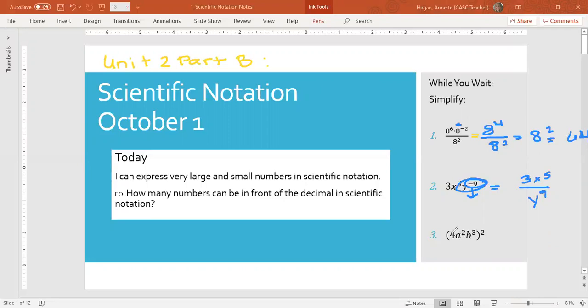And then this is the power of a power, and one of the things we need to remember here is that even the 4 has an exponent of 1, so we're multiplying all of these exponents by 2, which is the power of the power. So I have 4 squared times a to the 4th times b to the 6th power. Then, the only other thing I'm going to do is I know that 4 squared is 64. So I have 64, a to the, no, I'm sorry, my mistake, not 64. 4 to the 2nd is 16. So I have 16, a to the 4th, b to the 6th power.